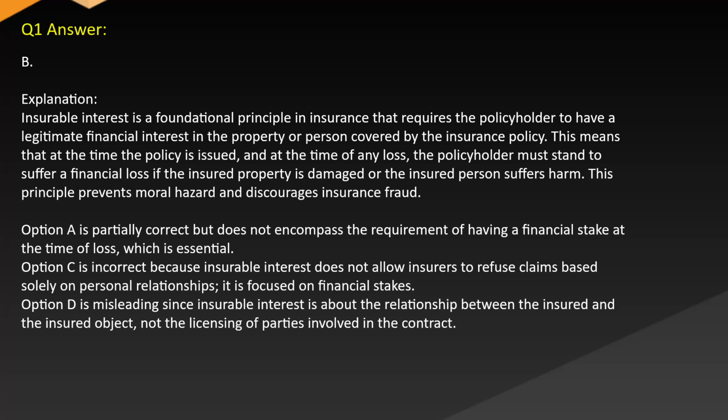Option A is partially correct but does not encompass the requirement of having a financial stake at the time of loss, which is essential. Option C is incorrect because insurable interest does not allow insurers to refuse claims based solely on personal relationships. It is focused on financial stakes. Option D is misleading since insurable interest is about the relationship between the insured and the insured object, not the licensing of parties involved in the contract.